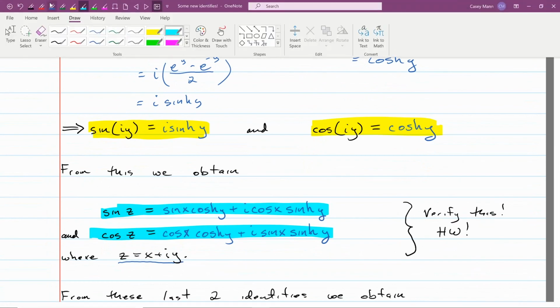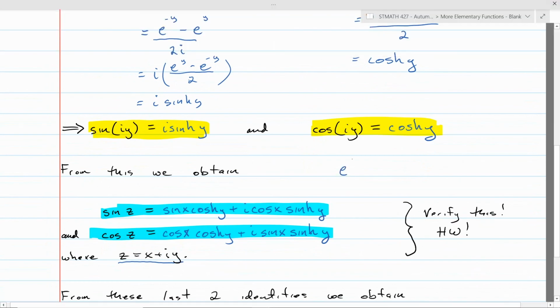It's going to come down to something along the lines of e to the iz. You can write that as e to the I times x plus iy. And then, breaking things up into your components, you're going to get some sines and cosines of iy that you take advantage of, and then you want to take advantage of these formulas here.